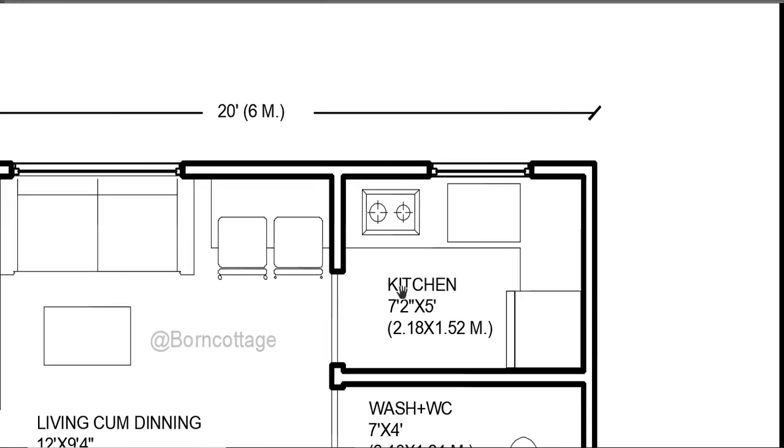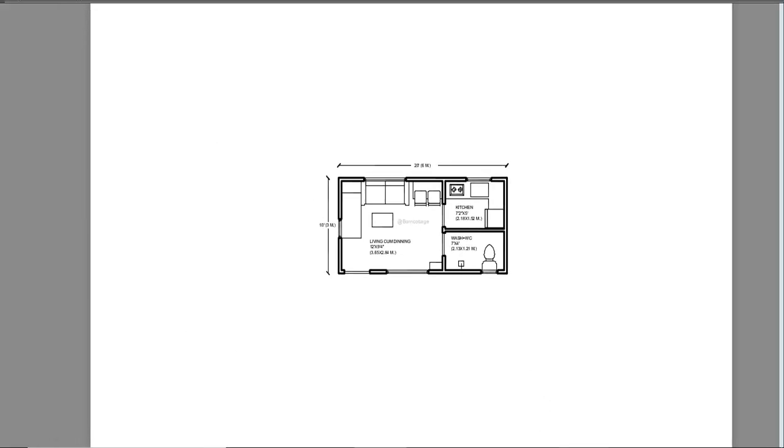So we have kitchen area. The size of the kitchen is 7 feet 2 inches into 5 feet, in meter 2.18 into 1.52 meter. You can see here the kitchen counter with burner, sink, and also refrigerator arrangement, and we have window for ventilation of this kitchen. So this is the floor plan of the house you are watching on the screen.